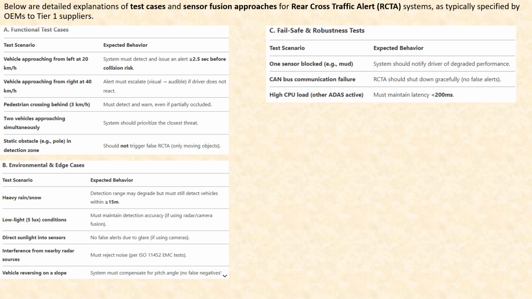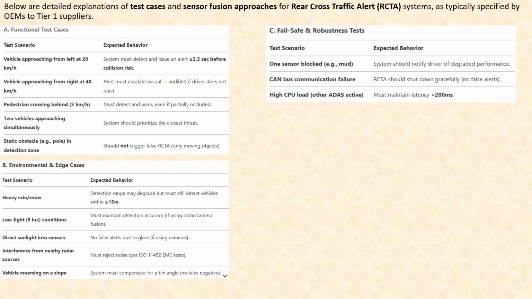Hello everybody, to pick up where we left. Now, further detailed explanations of test cases and sensor fusions for rear cross traffic alert systems will be discussed in this slide. Now, what are the functional test cases?